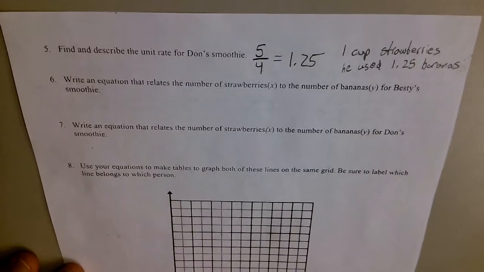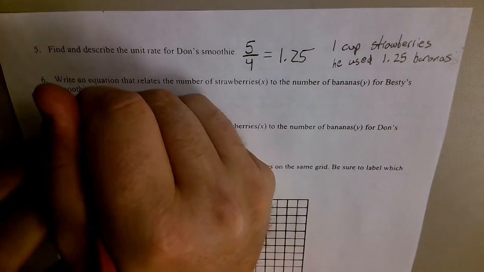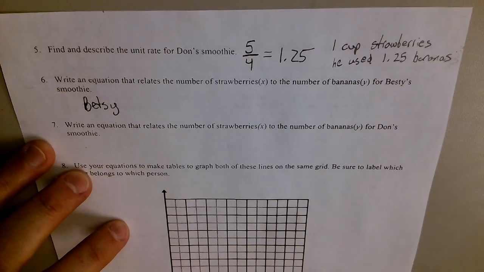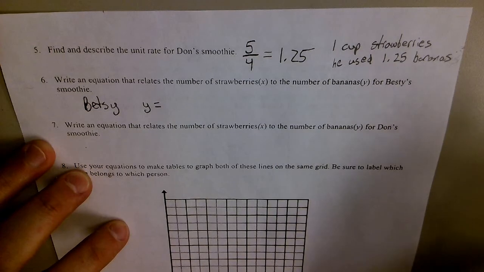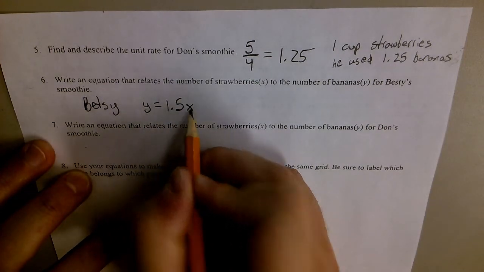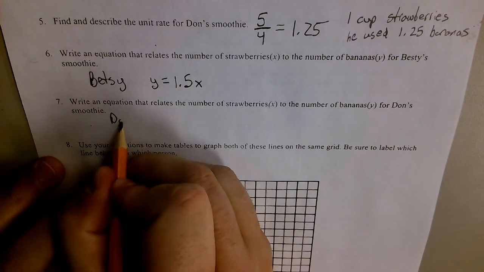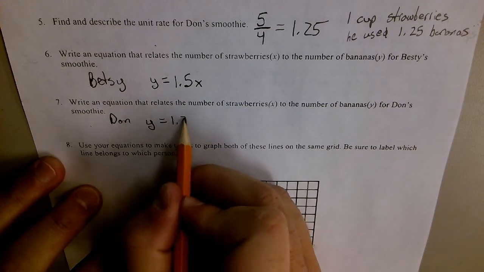In number 6, we're going to be writing an equation that relates the number of strawberries to the number of bananas for Betsy's smoothie. So for Betsy, her recipe was y equals, and then her unit rate was 1.5, and then x. And then for Don, his is going to be y equals, and his unit rate was 1.25x.